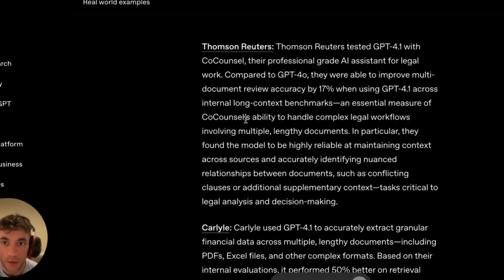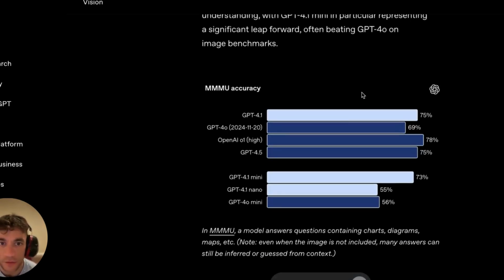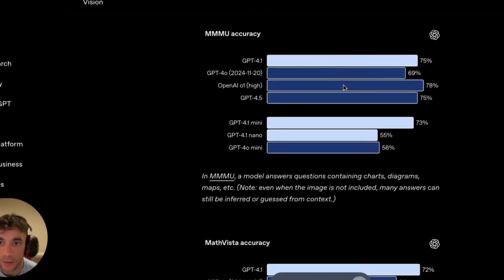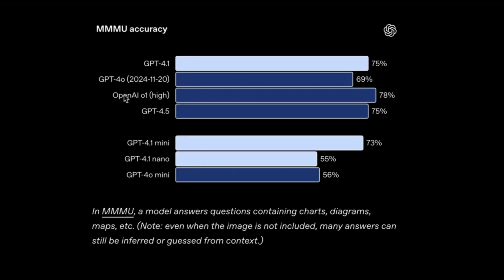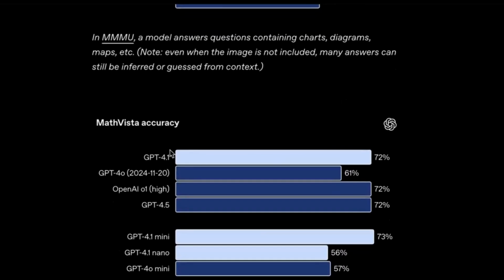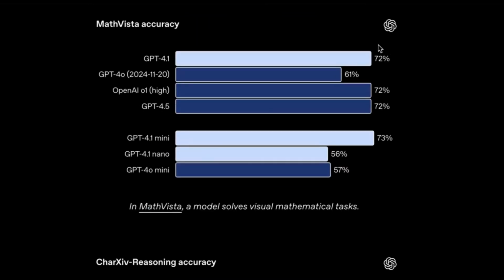Thomson Reuters have also been using it for AI assistance, that sort of thing. MMMU accuracy, so here are some more benchmarks. GPT 4.1 is outperforming 4o, but OpenAI o1 is still outperforming it, right? So these models are still more powerful. GPT 4.5 is on par for MMMU accuracy. And then you've got MathVista accuracy over here. So it's tied with pretty much everything. 4.1 and 4.1 Mini are performing pretty well right there.